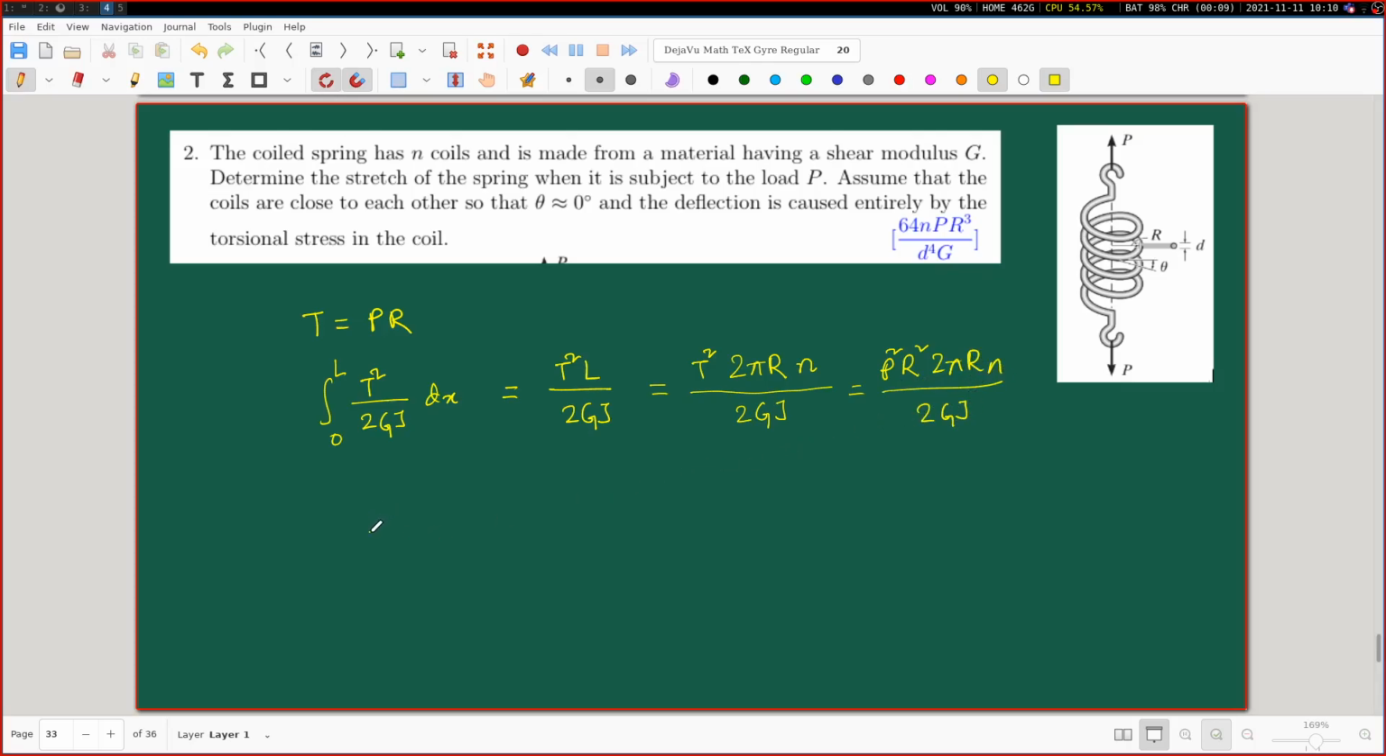And all we have to do to find the deflection is just do this. Sorry, right, this one. So please do this and substitute for this expression of J. Please substitute it as pi small d to the power 4 by 32. What we are basically using is that J is half of pi r to the power 4.